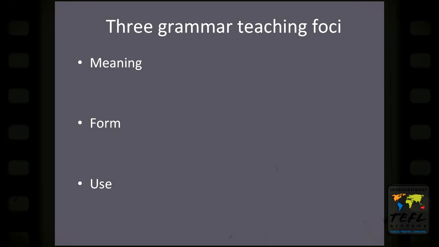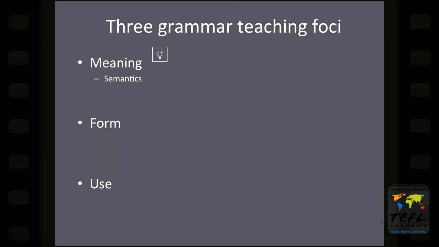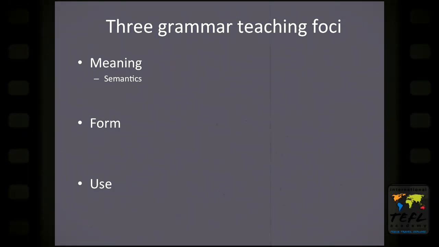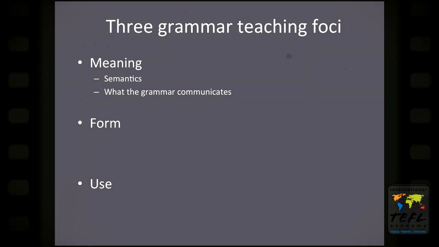Here you see the three grammar teaching foci. The first one is meaning, and our book lists meaning as semantics, which is really just a fancy synonym for meaning. But what we're talking about is what the grammar itself communicates. Each grammar tense and each grammar point has a reason for its own existence. It communicates something in its own right, and that's something we're going to have to instruct our students.